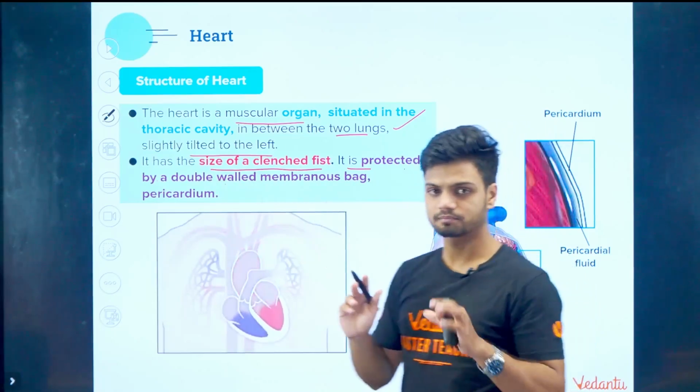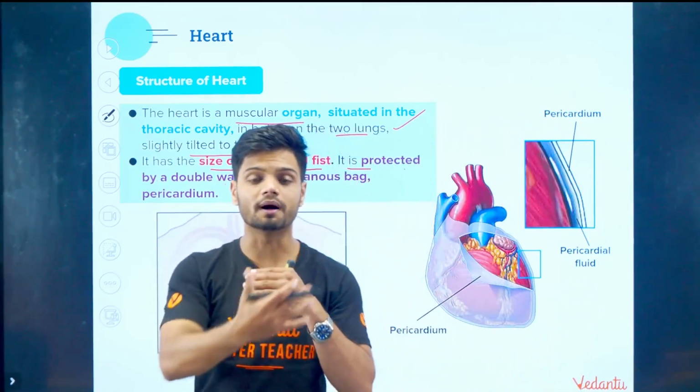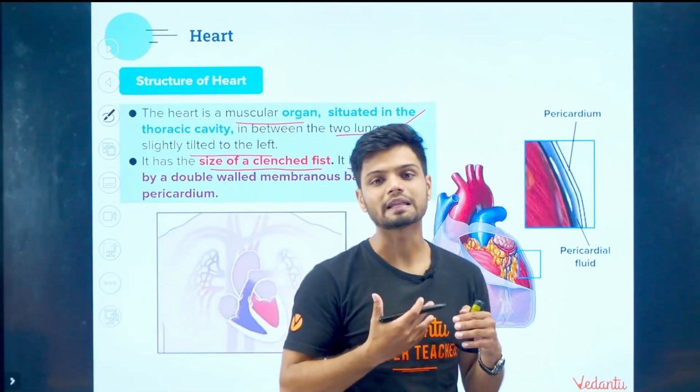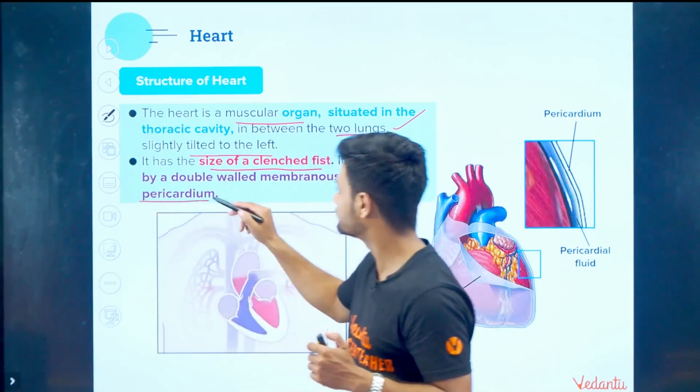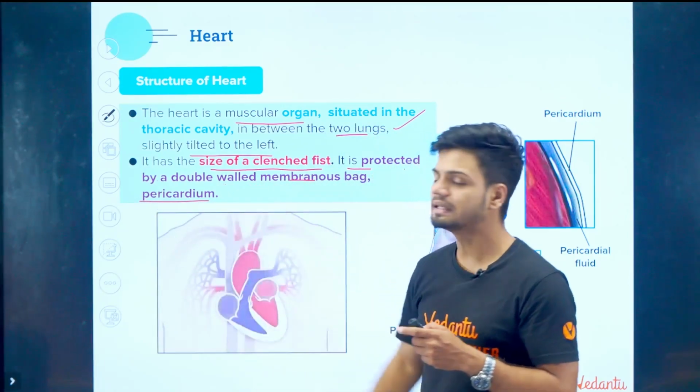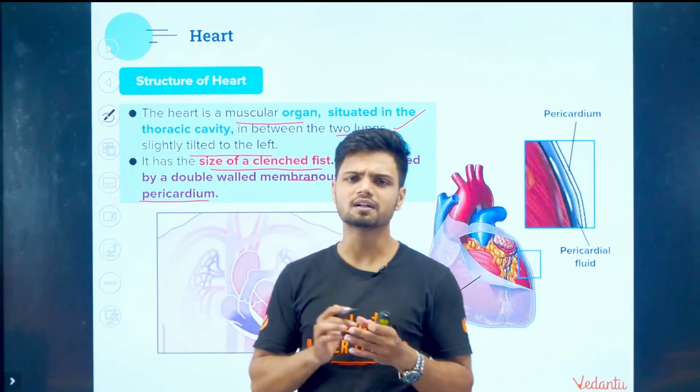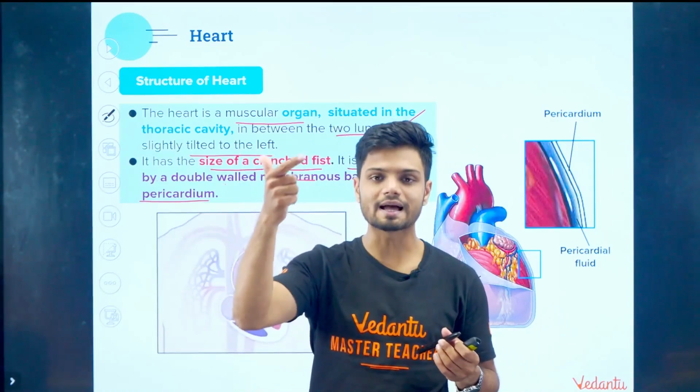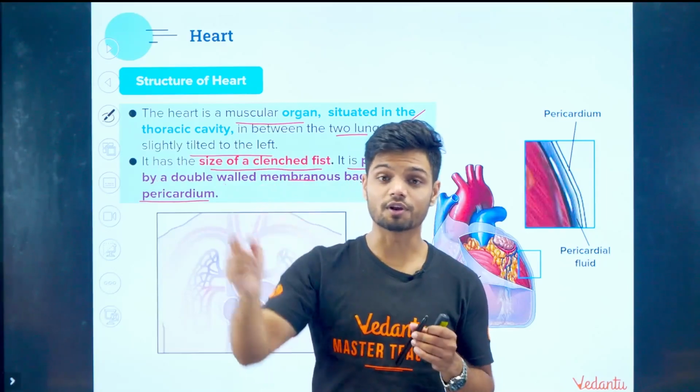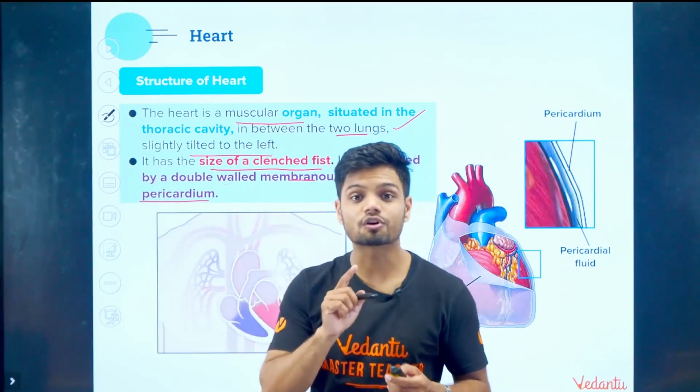It is protected. The entire heart is protected by a sheet called the pericardium, a double walled membrane called pericardium. Now with that being said, location done, size done, extra covering done. Now let's get into the heart, that is the structure of the heart.